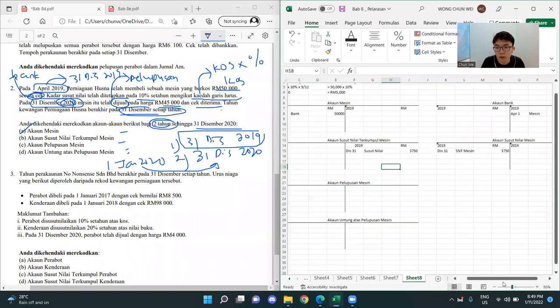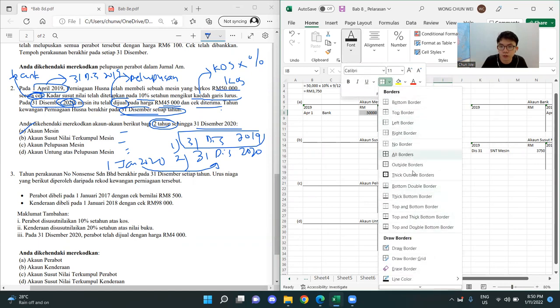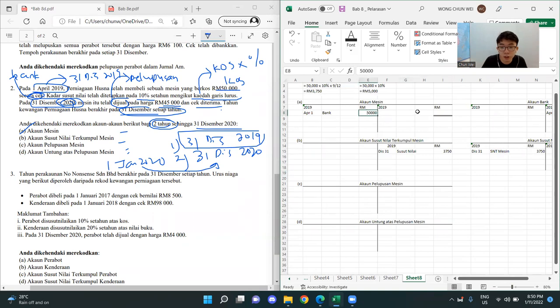We close the account and bring it down to 2020. So this is how you bring it down. You put a double line. Now all this is in ledger. If you don't know how to do all this ledger, go to bab 5, tajuk ledger, and then you watch the recording. The resources are there. Just whether you want to watch it or not. That will be your action. So, baki hantar ke bawah. Baki HB, bawah ke bawah becomes BB.